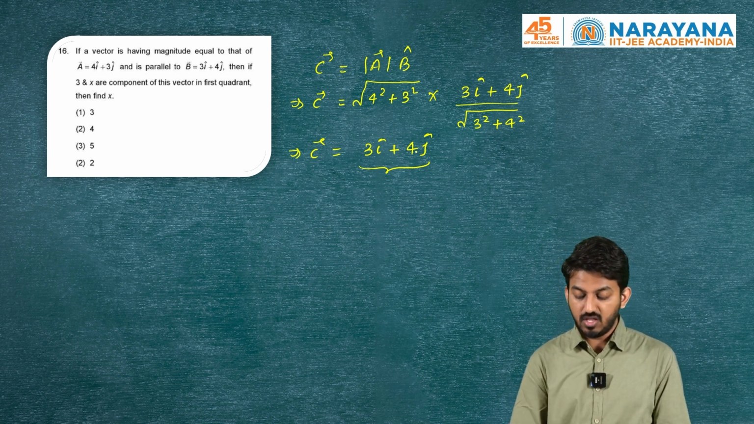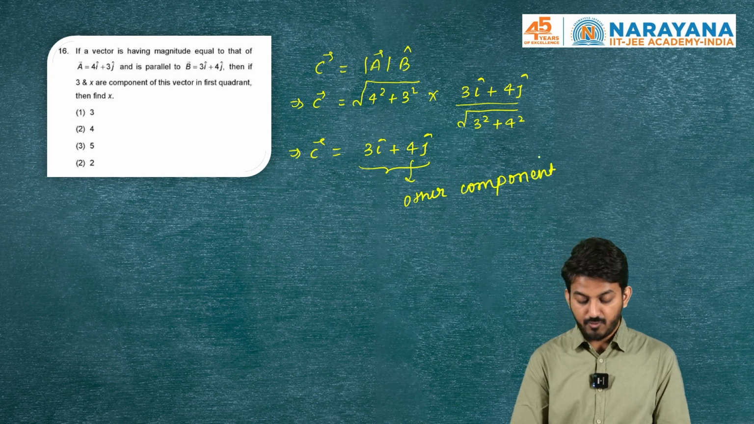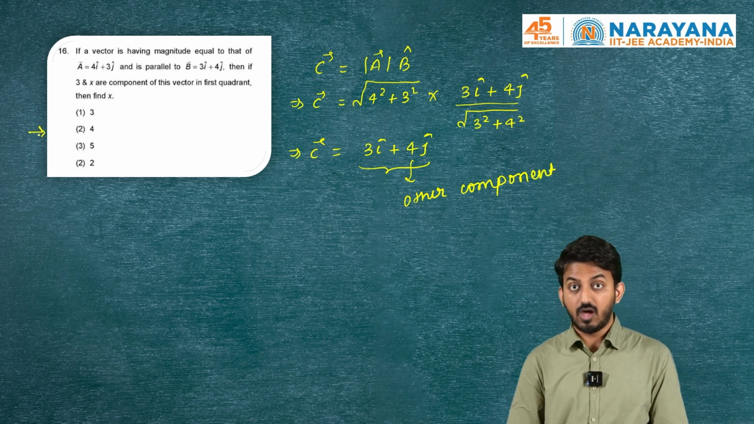One component is given as 3, the other component is 4. Other component here is 4. Thus, 2 is our answer.